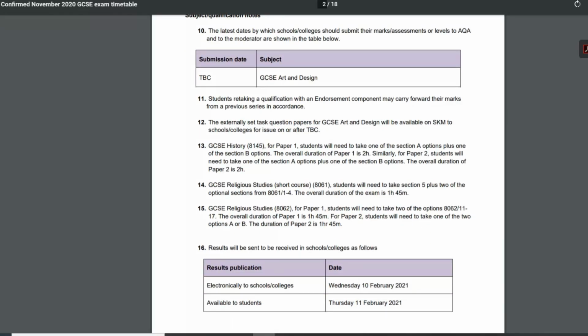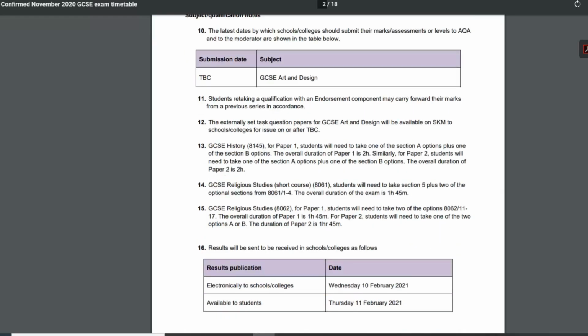So we're waiting on dates for some subjects or parts of subjects where the exam isn't a simple sit down for an hour and do the paper exam, where it has NEA elements to it, or is more long-form like art, and I assume possibly DT as well. Now, people doing these sorts of subjects, especially art, you'll need to keep an eye out, because until it's confirmed how exactly that submission is going to work, it isn't super clear yet. The only thing it says here on point 12 is that the externally set task question papers for GCSE Art and Design will be available on SKM, I have no idea what that is, to schools and colleges for issue on or after TBC. That's all we get.